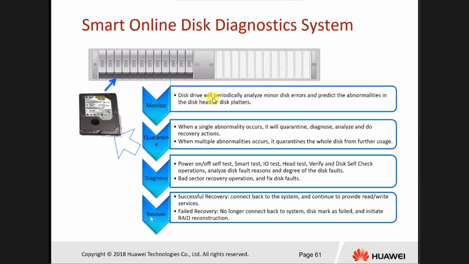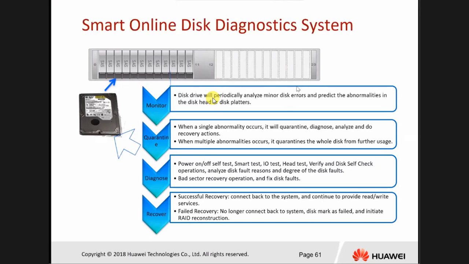If your disk fails to recover after I diagnose all the problems, then this disk will be marked as failed. Basically, they tell you this disk is failed already. Then he will reinitiate the RAID reconstruction because you marked this disk as a failed disk. Whatever data in the failed disk, I need to do the reconstruction again. Okay?